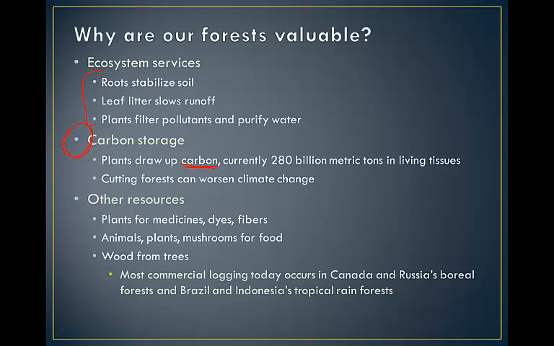Right now, it's estimated that about 280 billion metric tons of carbon are in the tissues of plants and forests. Cutting down the plants can pose a risk of worsening climate change because CO2 is the primary greenhouse gas. CO2 is the gas that we track the most when we're talking about global warming.